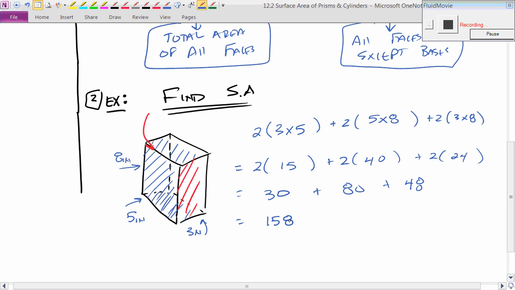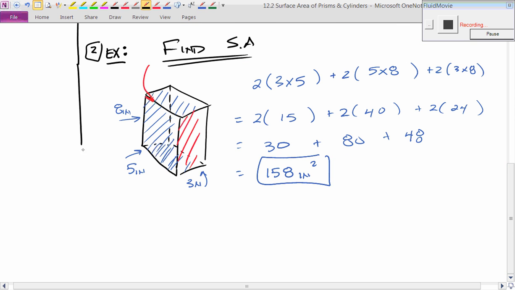How do I say the units? Inches squared, because we're dealing with area. Yeah, very good. Inches squared. This is easy stuff, right? It's not so bad. 2 boxes, you're going to add a bunch of random. Okay.